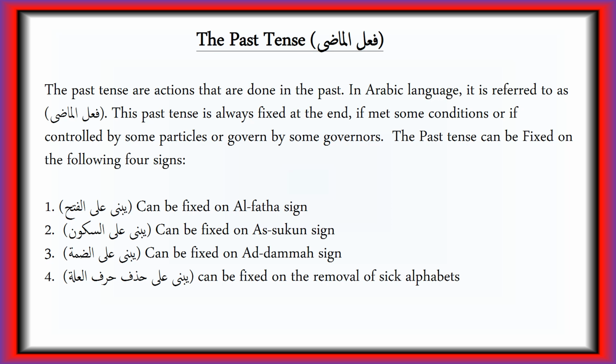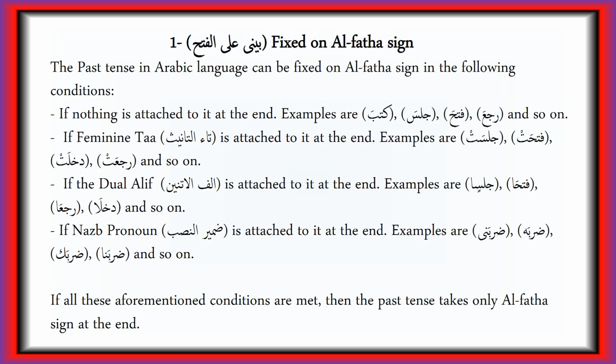Number 1, يبنى على الفتح, can be fixed on al-fatha. Number 2, يبنى على السكون, can be fixed on السكون. Number 3, يبنى على الضمة, can be fixed on الضمة. Number 4, يبنى على حذف حرف العلة, can be fixed on the removal of the weak letter.